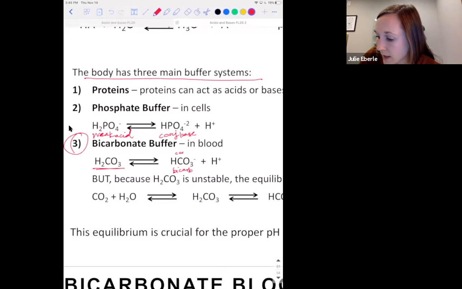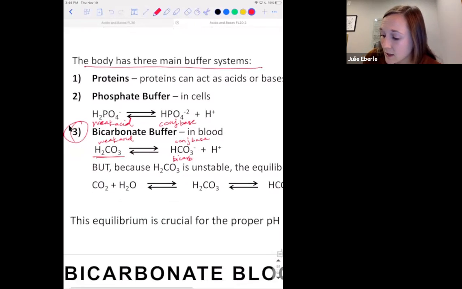And this is the conjugate base, and this is the weak acid. Now it's very, very weak. In fact, it's so weak it can even decompose another way. It can make CO2 and water. So there are actually two ways it can break down.